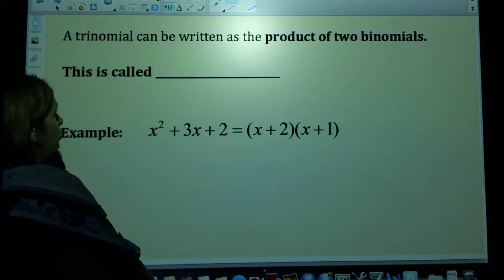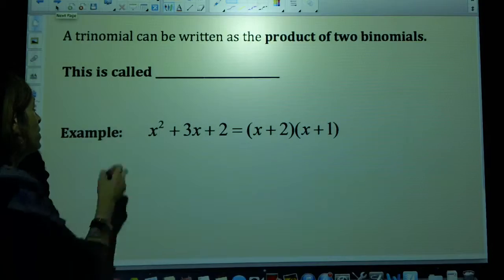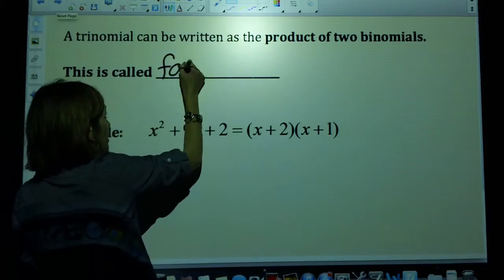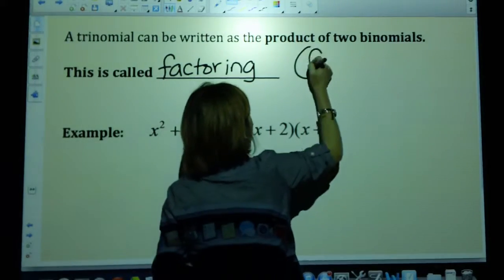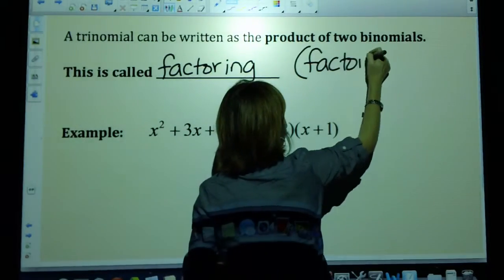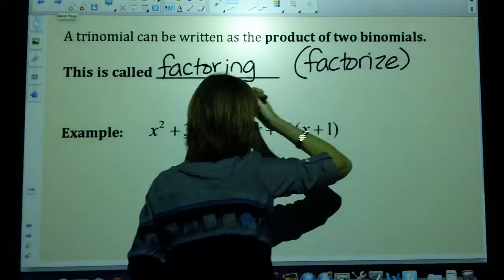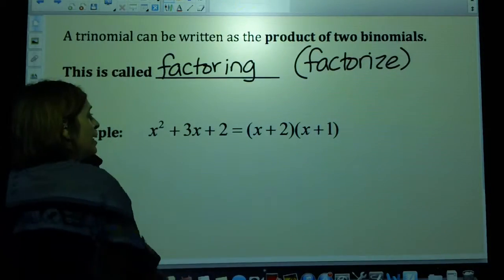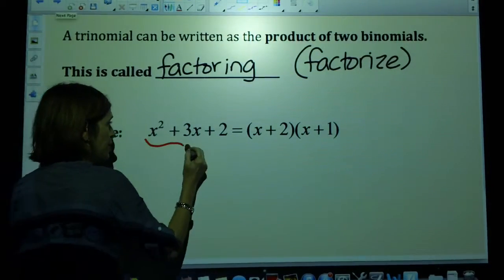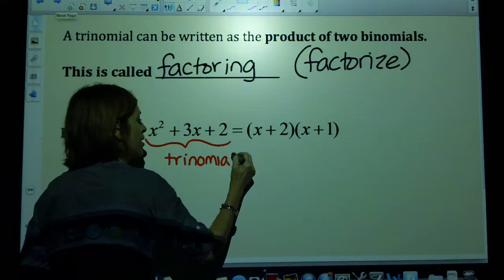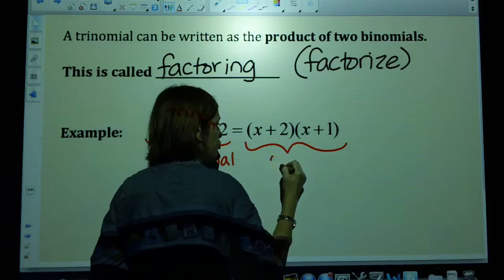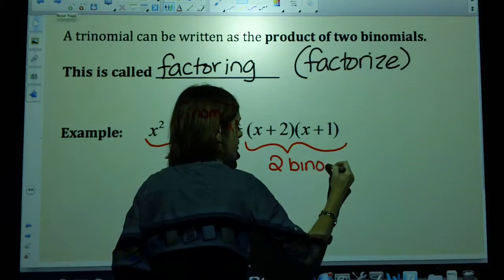So a trinomial can be written as the product of two binomials. That's called factoring. Or what you called it last year was factorize. I think I'm going to stick with factoring. So here's the trinomial piece. And here's the product of two binomials.